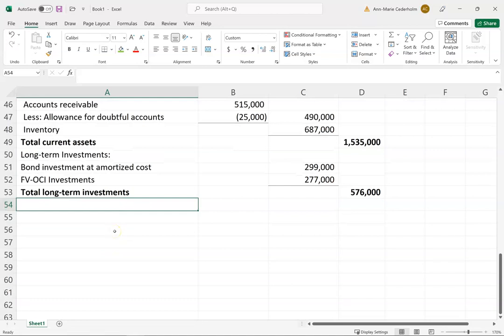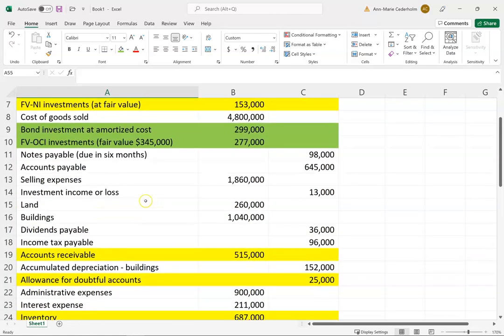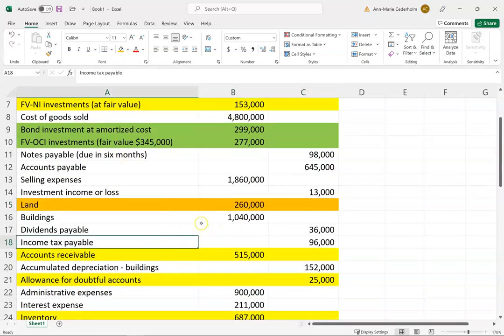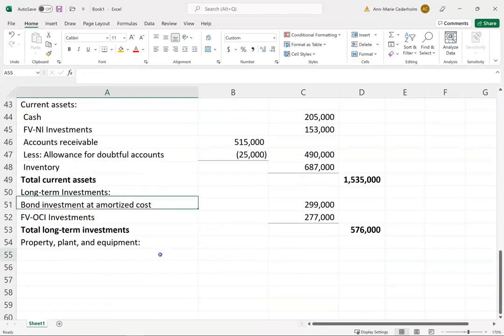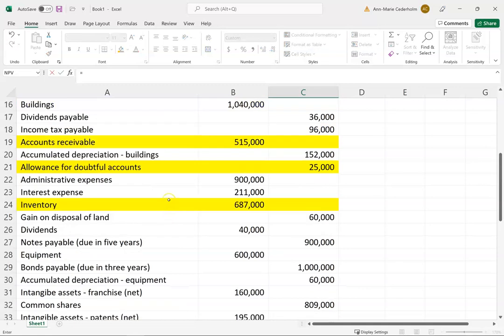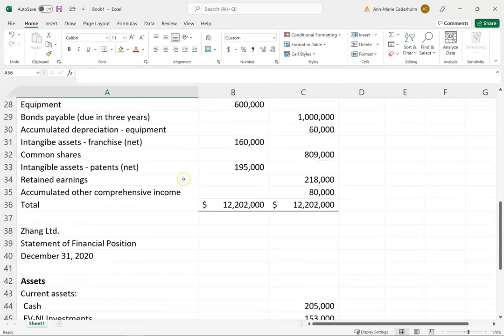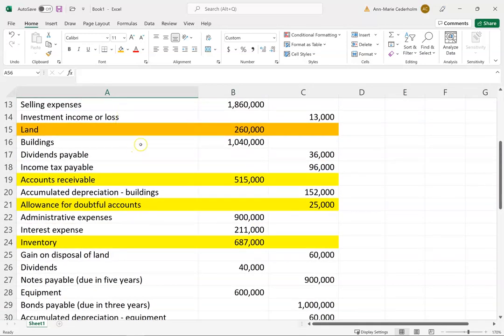So I'll go ahead and put these down. Property, plant, and equipment. So out of here, if we look, and I'll make these ones a different color as well, I see I have land. So land doesn't amortize, so I'll put that one down. So I'll put these ones as orange. So that's 260, and then I see my buildings.